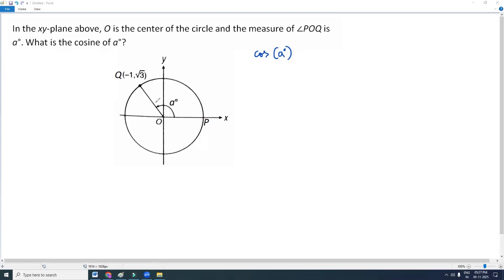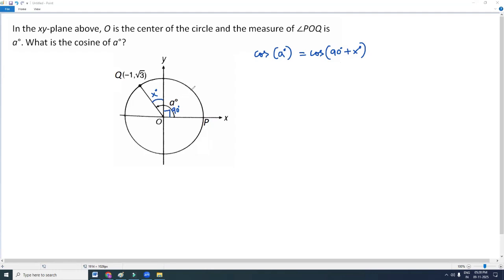Now, in the given figure, let's assume x degrees as the measure of this part of the angle. And we know that here we have a right angle, that is the angle between the x-axis and y-axis. Now, to get the angle a degrees, we have to add this 90 degrees and this x degrees. Okay, here we have cosine of 90 degrees positive x degrees, because a degrees equals 90 positive x.